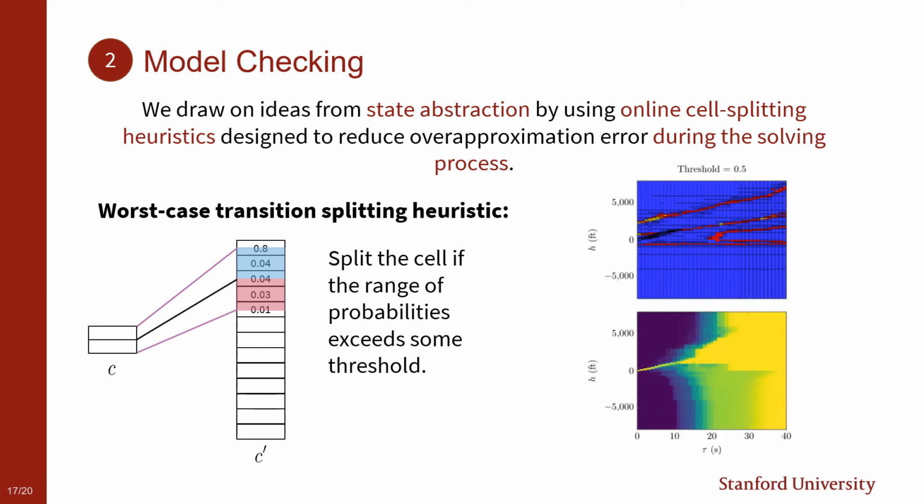Eventually, the over-approximation error decreases to the point where we are able to produce a reasonable over-approximation of the collision probability, with a maximum probability around 0.03 at tau equals 40. And even finer resolutions will produce an even tighter estimate.